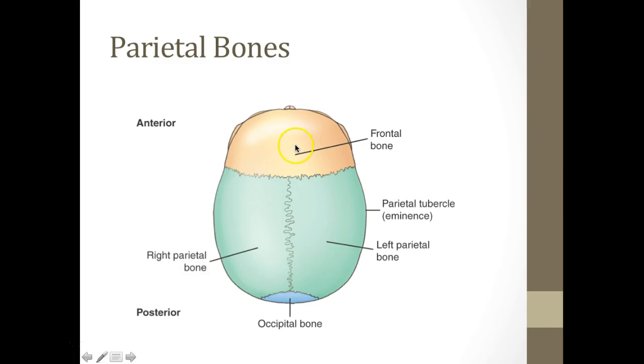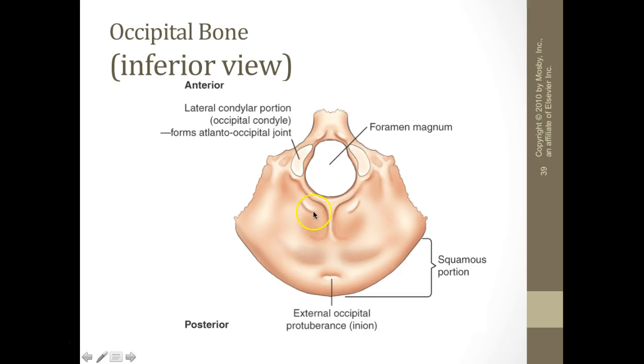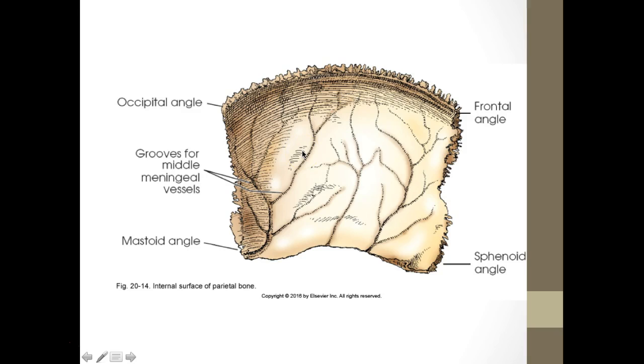You can see here looking down, here's your frontal bone, and you have your superior sagittal suture there with your left and right parietal bone and your occipital bone back here. So looking at your occipital bone here, we're going bottom up. This is your squamous portion. This is your inion. It's your external occipital protuberance, and this is your foramen magnum and your lateral condylar portion. So this is where your atlanto-occipital joint is. The one thing I wanted you to see on this slide was just the grooves for the meningeal vessels. So these are meningeal grooves so that the vessels have room, okay?